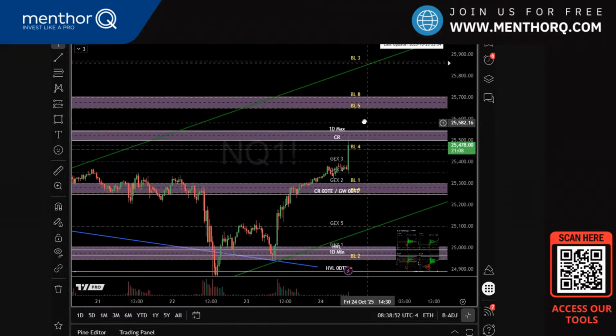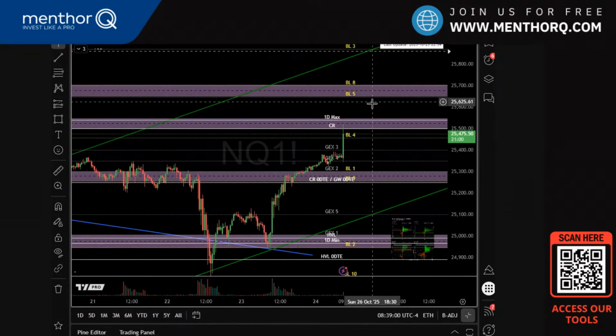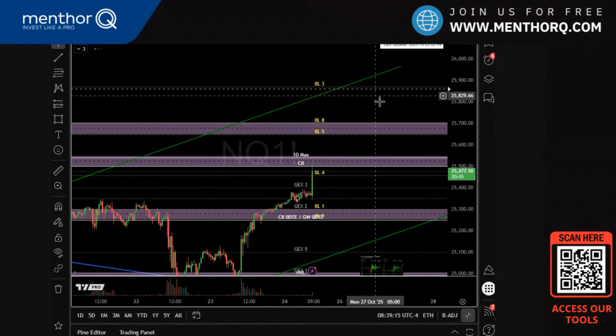And right now on NQ, we are targeting the first magnetic zone, 1-day max and call resistance. After that we have another resistance, blind spot 8 with blind spot 5, and on the top also of the top band from the channel, the upper one, sitting blind spot 3.